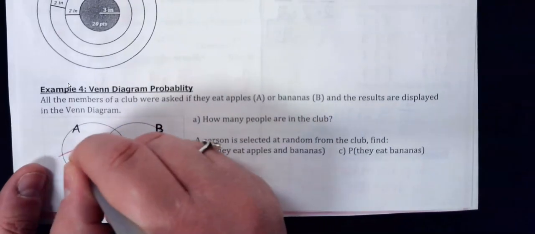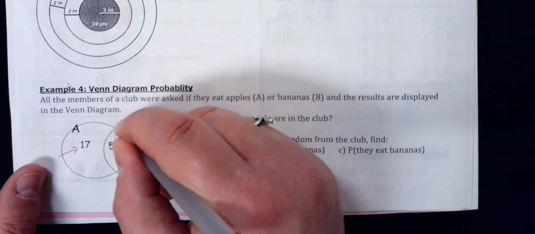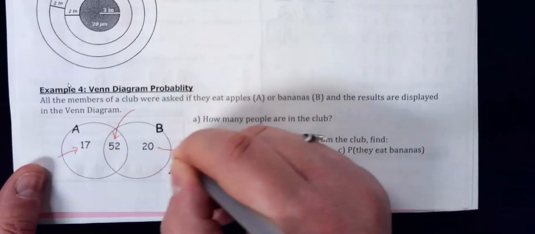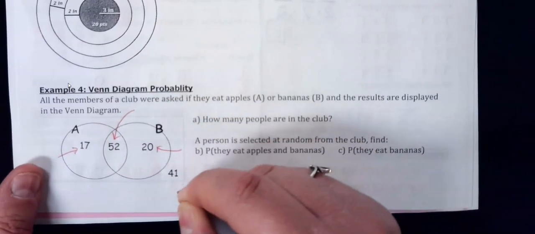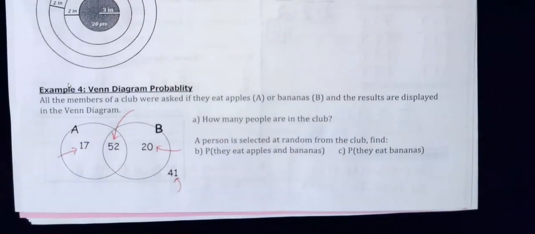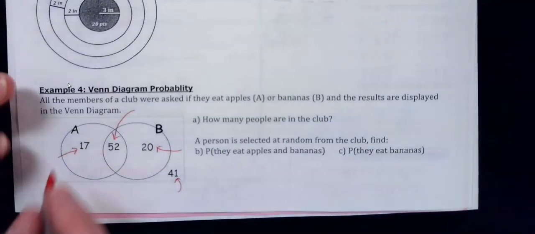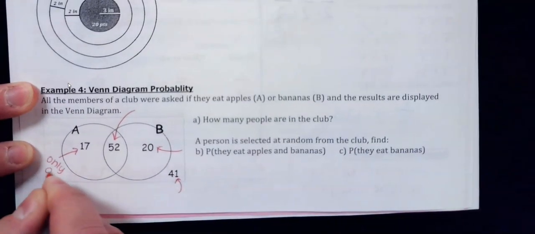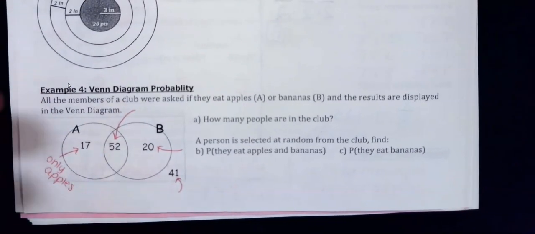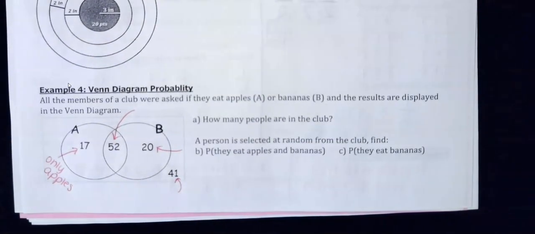Okay, so I just want to go through and see if you guys know how to read this. Like, what do these different numbers in this diagram mean? So if I look at the 17, what does the 17 in that diagram represent? These are all representing people. So what would the 17 be? Only apples, right? These people only eat apples. What is the 52? It's kind of in the middle there. What is the 52?